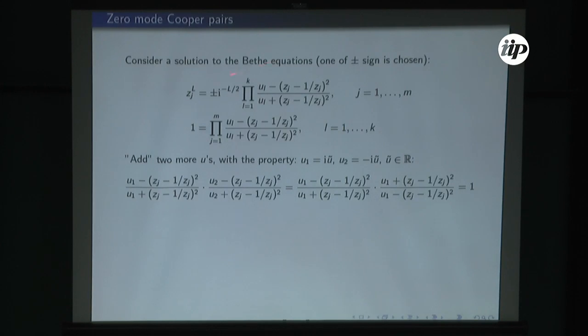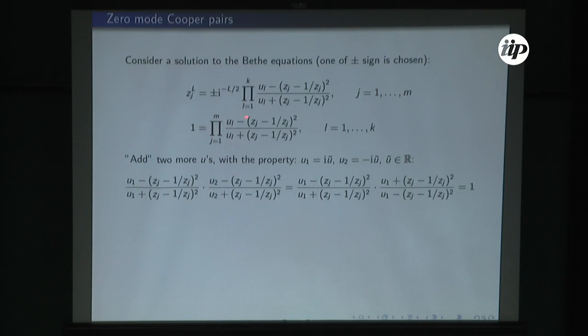So, if you have a solution as such, and then you introduce two more u's, then what is changing? In the first equations, there is a product running over the u's. So there are two more u's, but since they are complex conjugate pairs, it's an elementary computation that their product simply gives one. So there are two extra terms in these equations. However, they multiply to one. So these equations are still satisfied.